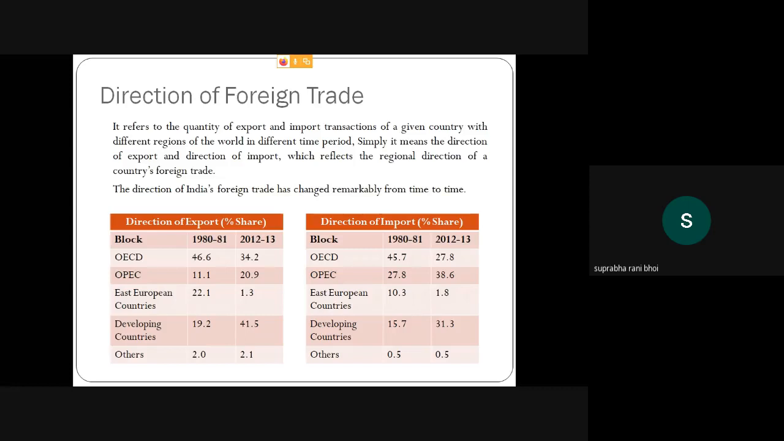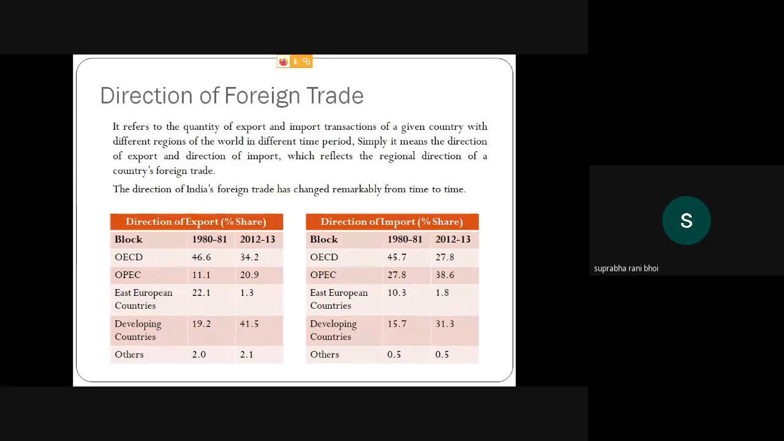With this block, our trading is around 46.6% in 1980-81, which has reduced to 34.2%. It means this is the block from which we are purchasing, or importing, the most goods and services, and also exporting. The first table, which I have mentioned, is the direction of export.